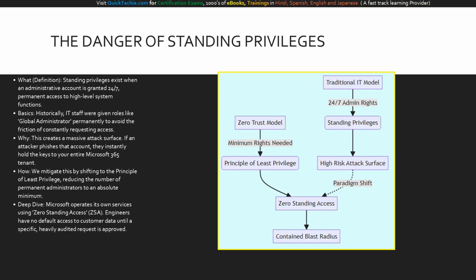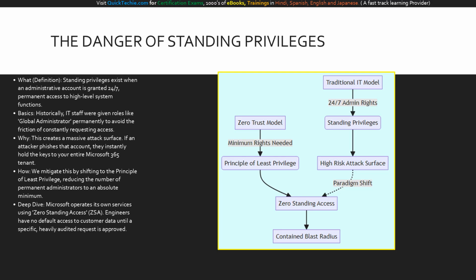In legacy IT environments, it was common practice to assign permanent Global Administrator or Exchange Administrator rights to IT staff. This was done for convenience. However, convenience is often the enemy of security. If a user has 24/7 administrative access, so does any attacker who manages to compromise their credentials. This standing privilege represents a massive, unnecessary attack surface.